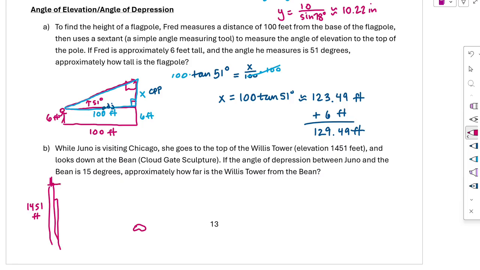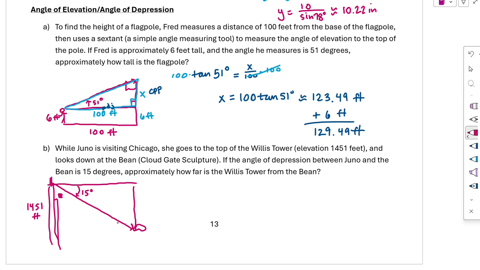But Juno is looking out, and then what she does is she looks down at the bean, right? Angle of depression means you're looking down. And so this is 15 degrees. It is not here. So the common mistake is, there was already a line here, and then there's a line from the top of the tower to the bean, and so people put the angle here. But that's not 15 degrees. Okay, it's not that one. It is this one because she needs to look from horizontal to down.